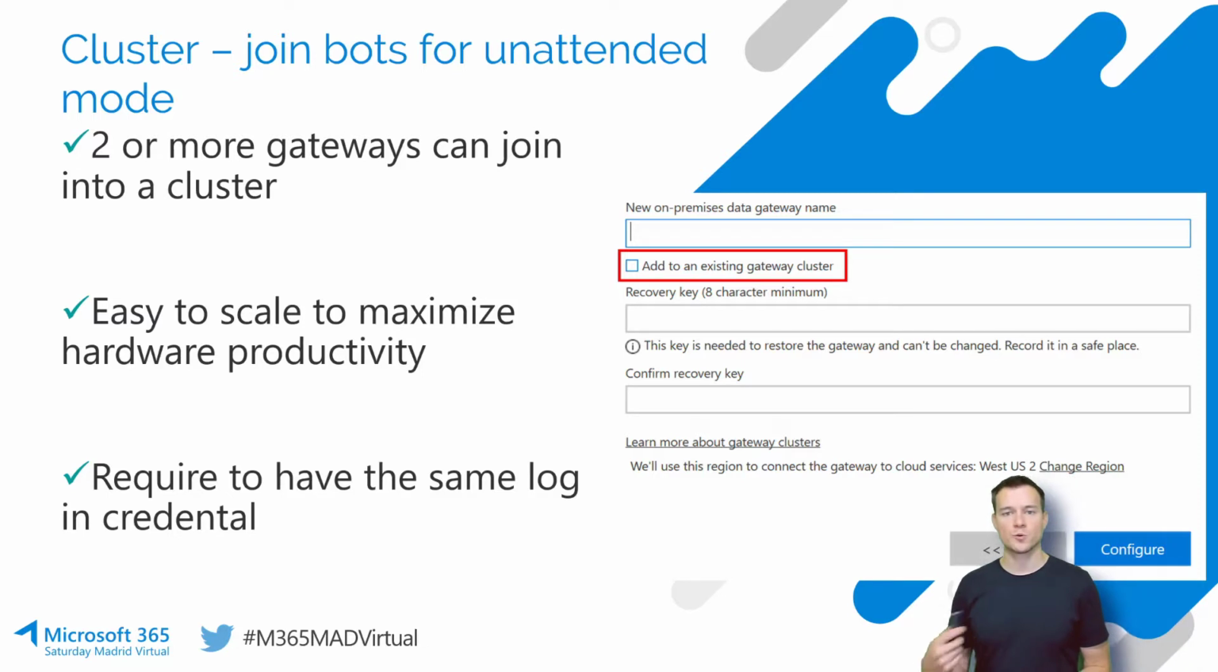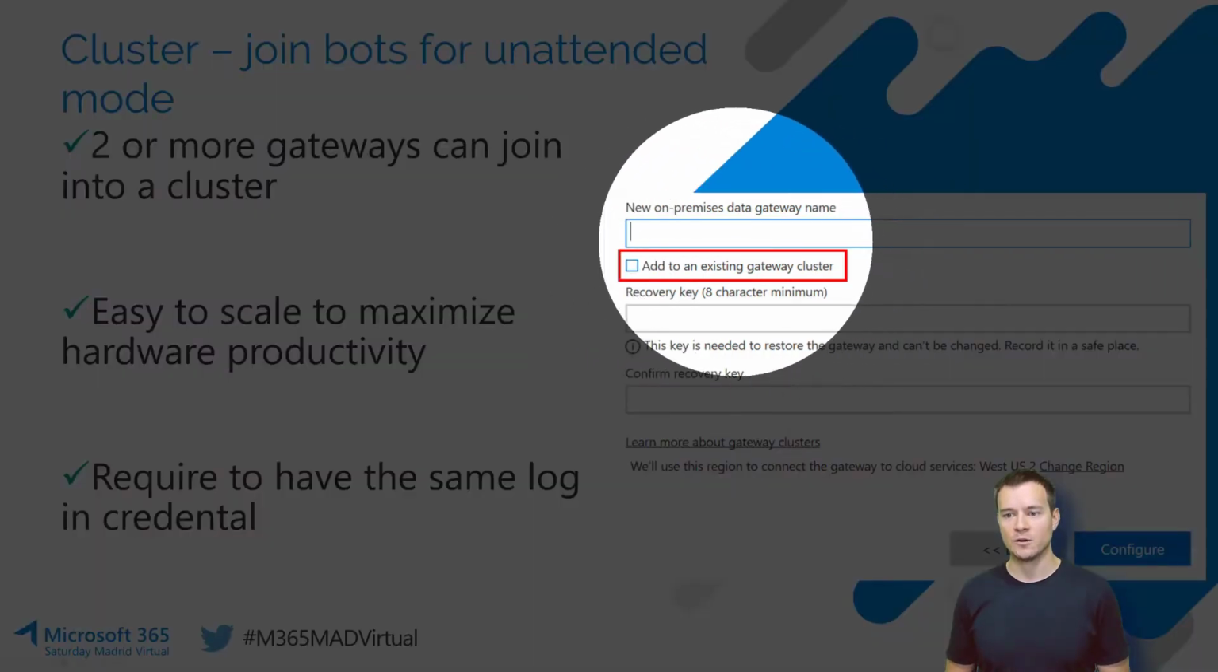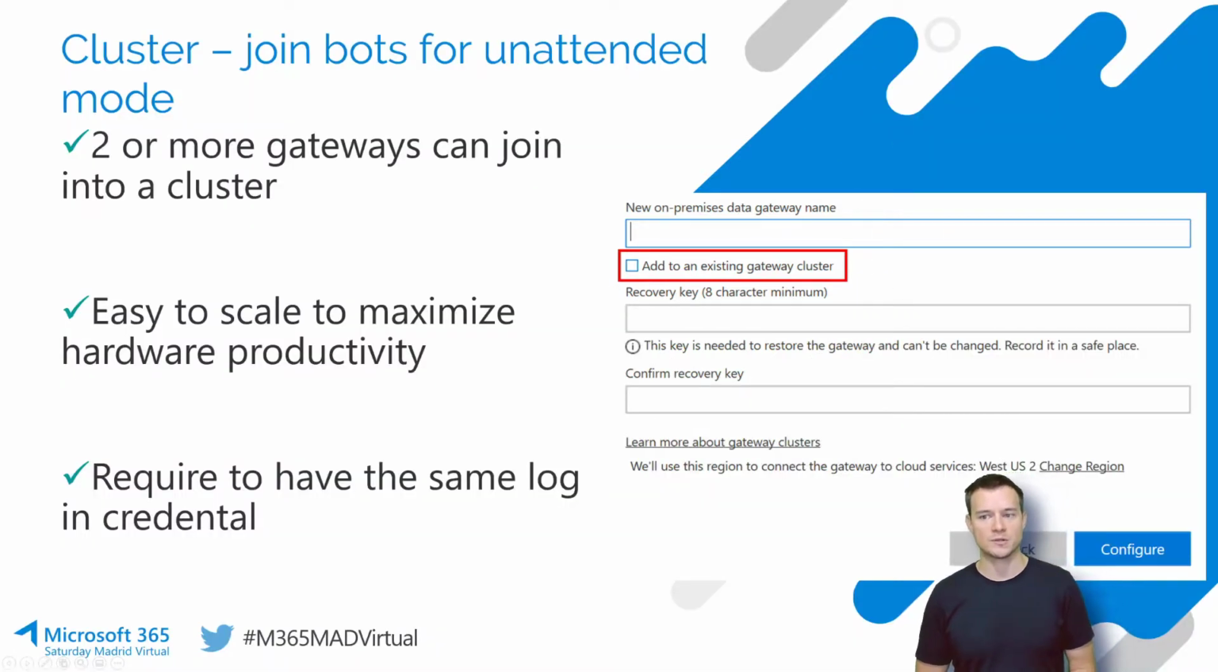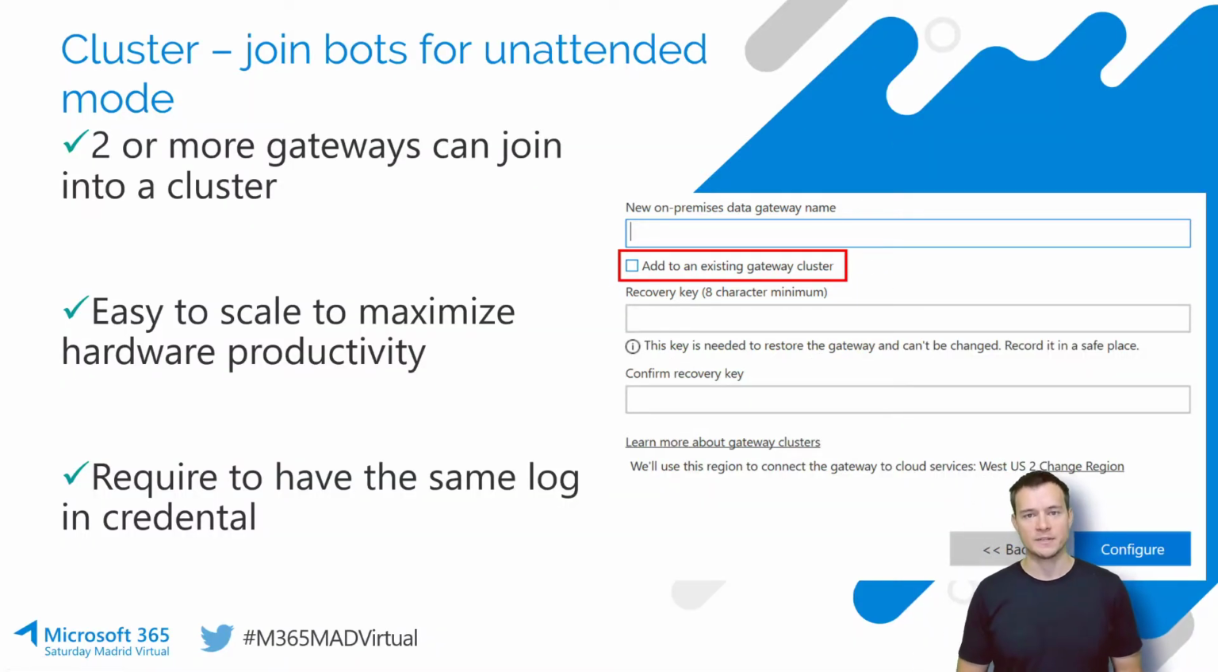So once you're creating a new bot and configuring the on-premise data gateway, you have the option either to create a new gateway or to add that bot to an existing one. Once you choose to add it to an existing gateway cluster, you will be able to create this set of bots and have them orchestrated by the one gateway.